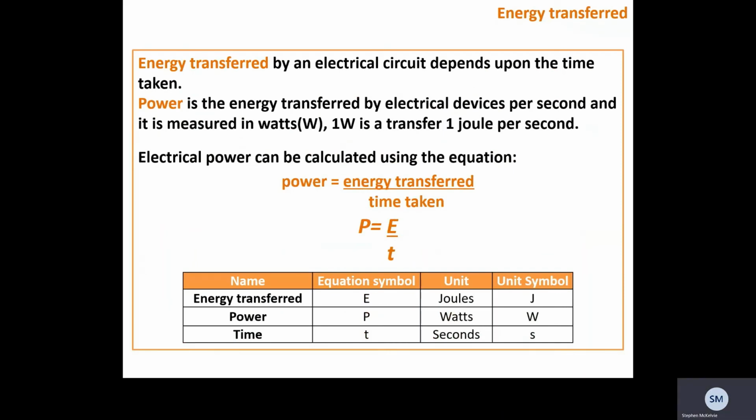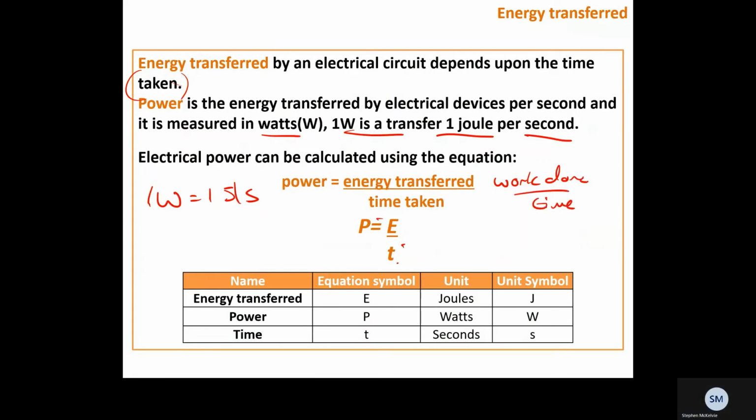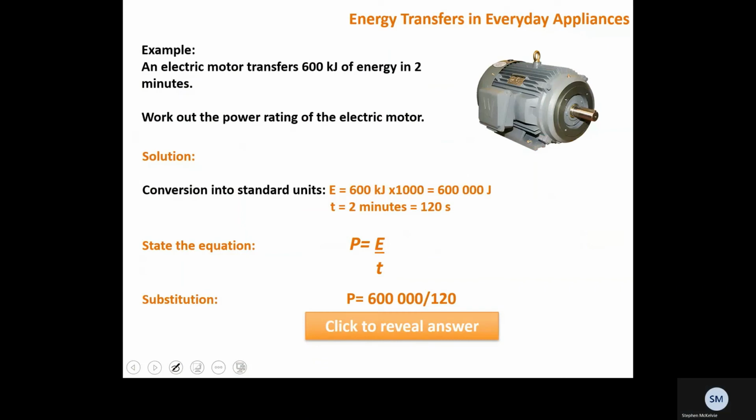Here's the equation for power. Power, 1 watt, is equal to 1 joule per second. Energy transferred by an electric circuit depends on the time taken for that change to occur. Power is the energy transferred by electrical devices per second and is measured in watts. 1 watt is a transfer of 1 joule per second. This is the equation, P equals E over T. It can also be written down as work done or electrical work done divided by time. Here's a question and answer.